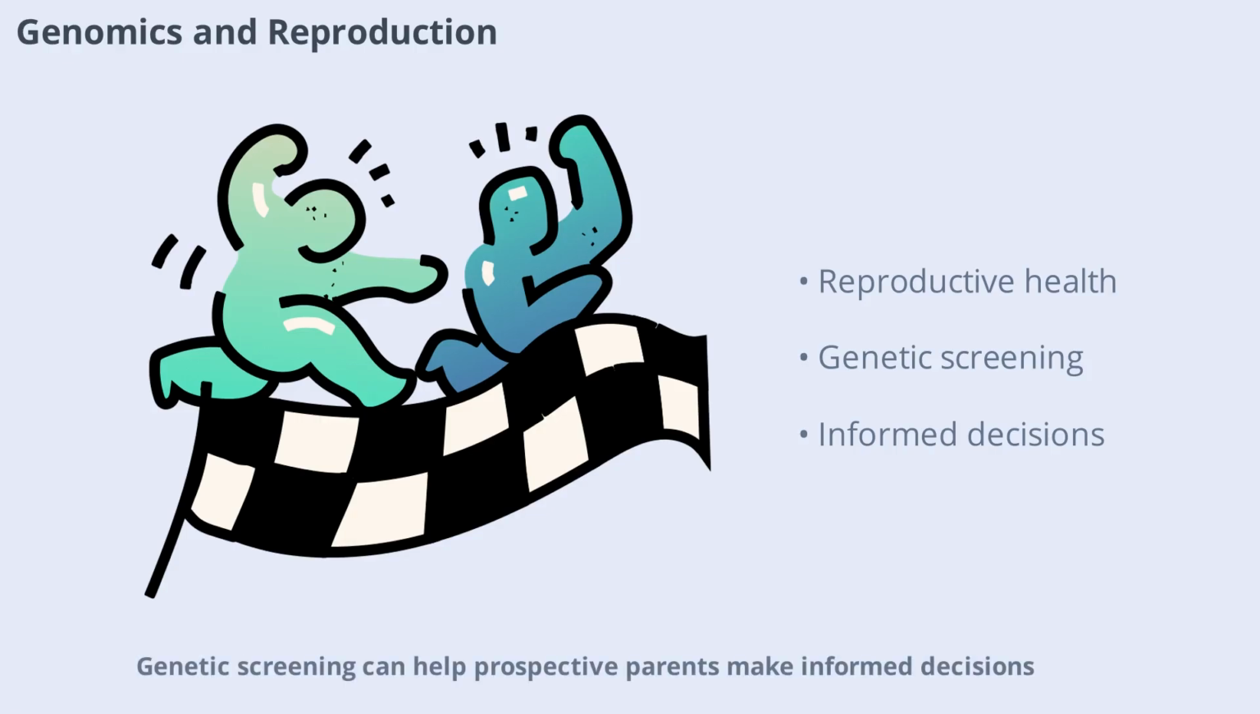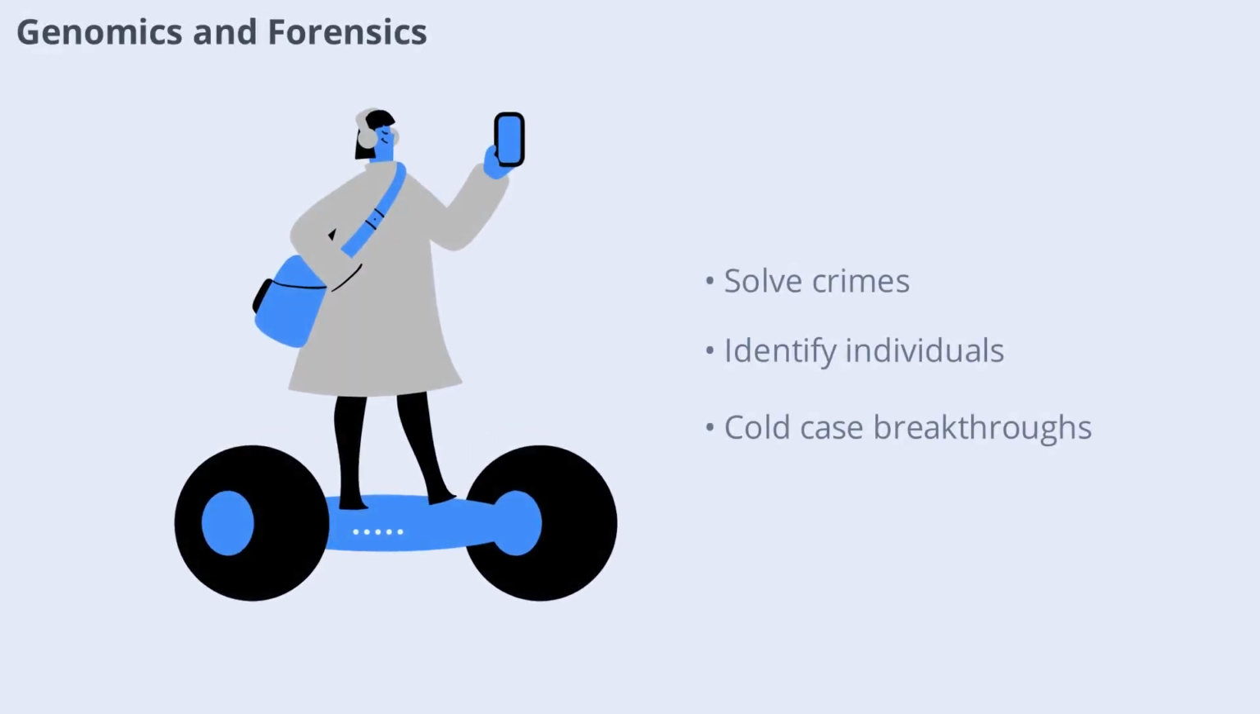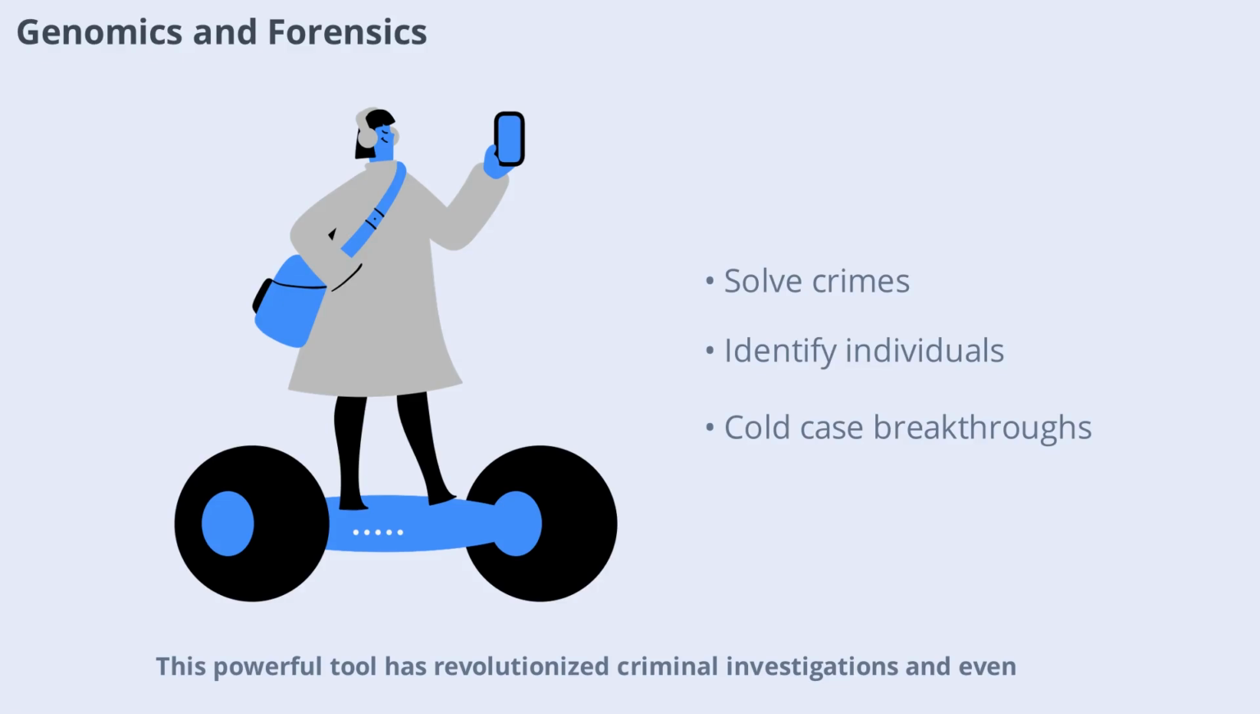Genetic screening can help prospective parents make informed decisions and reduce the risk of passing on certain diseases. Forensic genomics uses DNA to solve crimes and identify individuals. This powerful tool has revolutionized criminal investigations and even helped solve cold cases that were unsolvable for decades.